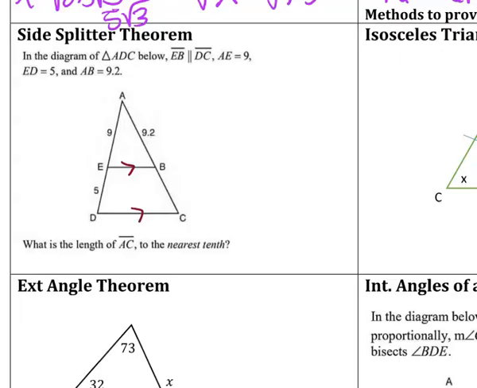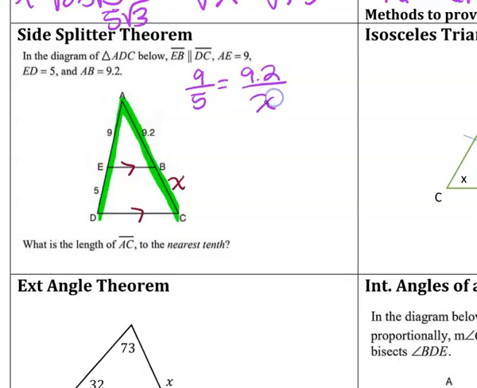Okay, so now in this question, we have EB parallel to DC, and I want to find AC, which is this entire length. I'm going to call BC x. And what triangle side splitter says is when we have our information on the sides of the triangle, I can set up a proportion as part is to part, as part is to part. So 9 is to 5, as 9.2 is to x.